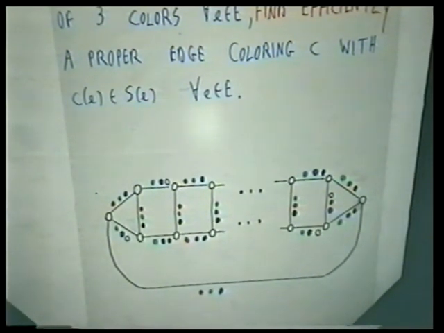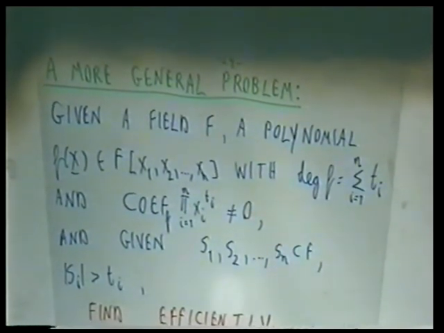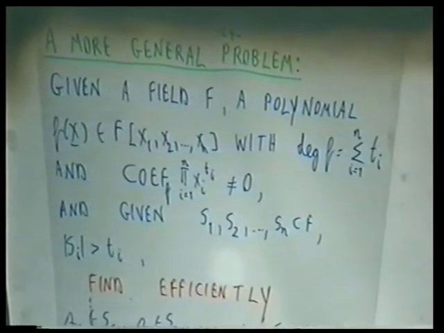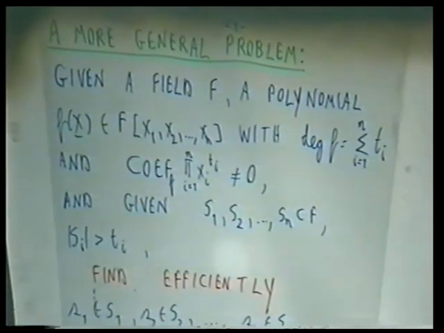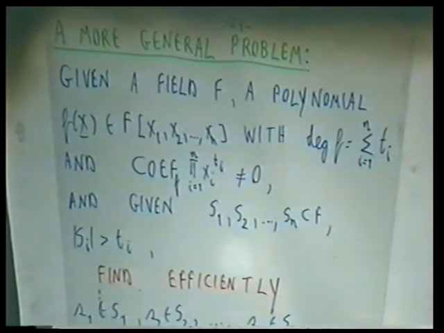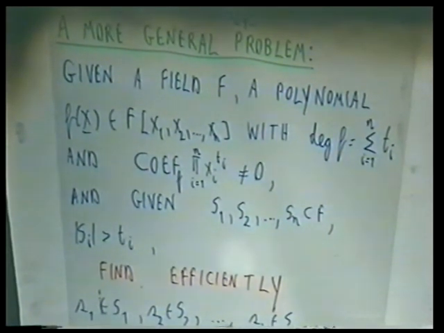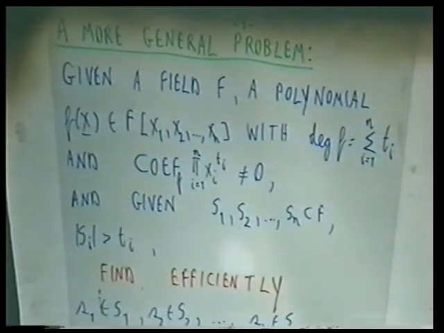Here is a much more general problem, which is probably hopelessly difficult, but it would be very nice if some general result from algebraic geometry or something could be used to solve it. I have a field and a polynomial in the ring of polynomials over the field, and it satisfies the property that I told you: this coefficient is non-zero, and I am given sets that are big enough. I know because of the Nullstellensatz that there is some point in the product of the sets where the polynomial is non-zero. Can we find such a point efficiently?